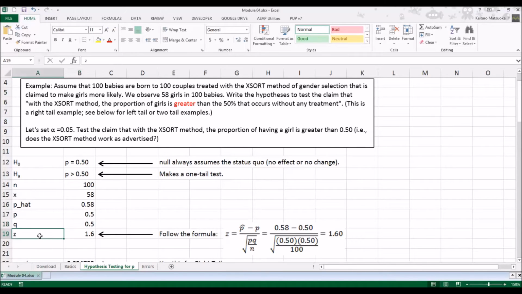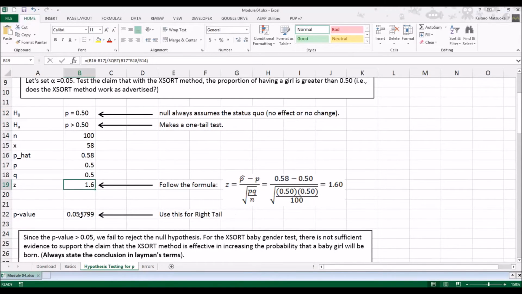Here's the test statistic calculation. So we're going to be using the Z test. That's the test statistic, and to calculate that, the formula is this. So this cell reproduces this whole formula right here. So we figure out the Z.